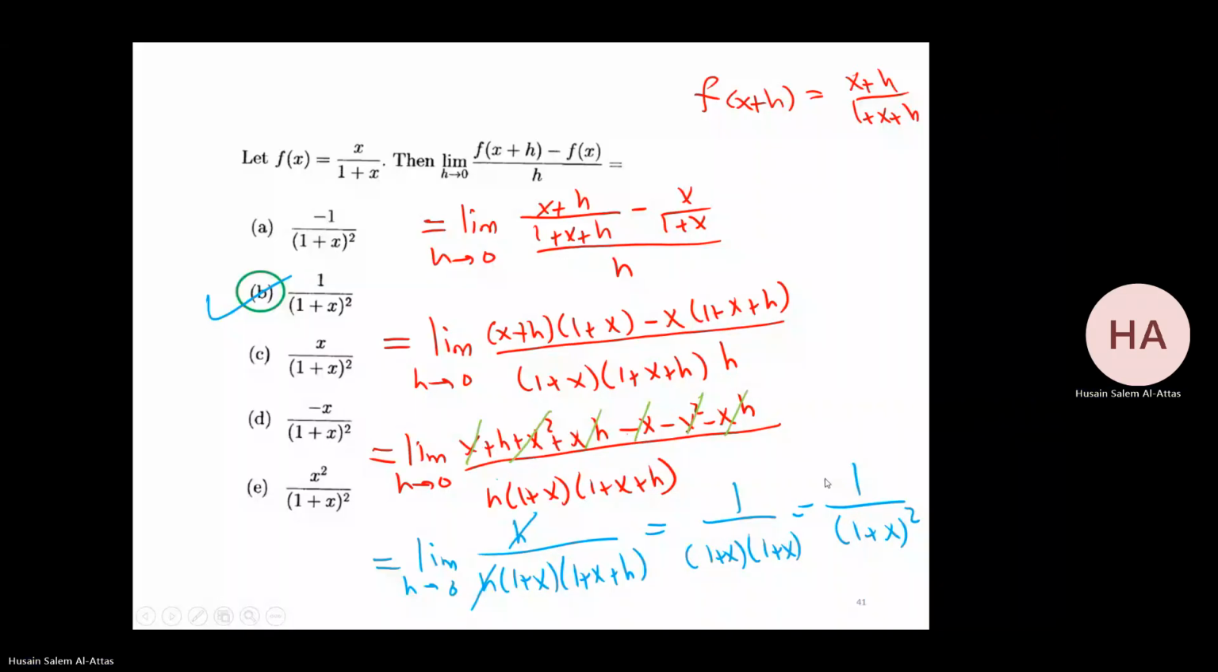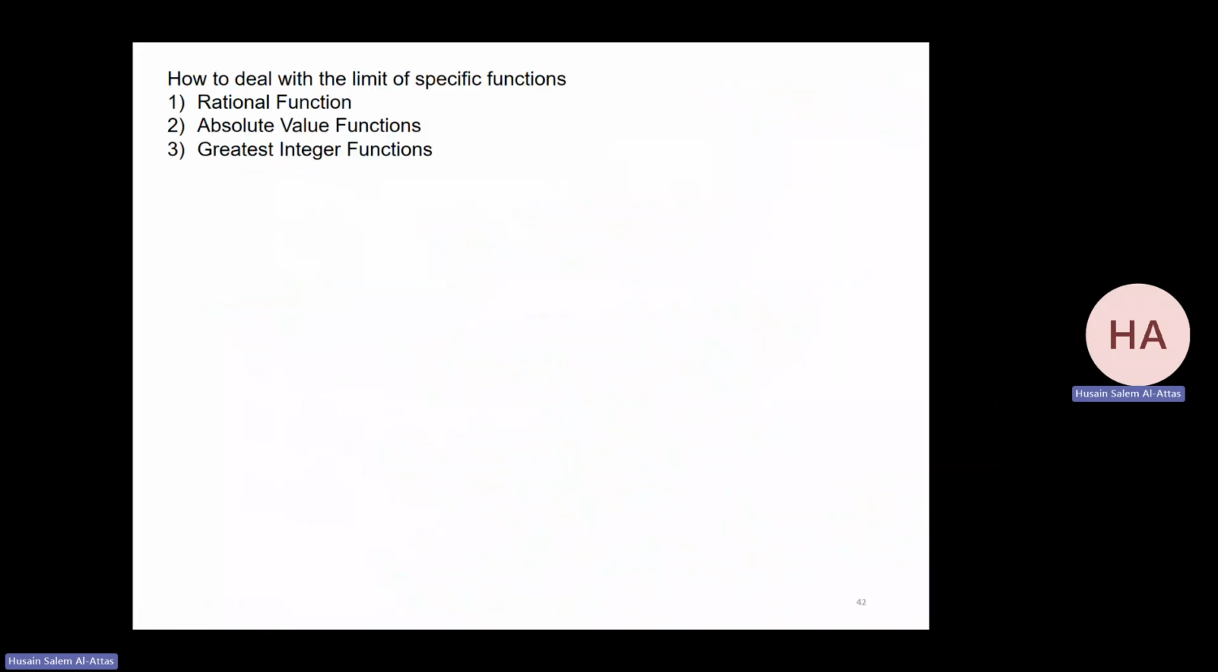Bismillahirrahmanirrahim. We'll continue doing section 2.3 about evaluating limits in an analytical or algebraic way. In this video, we'll try to deal with the limit of different expressions: rational functions, expressions that contain absolute value, and the greatest integer. Let us do these things.